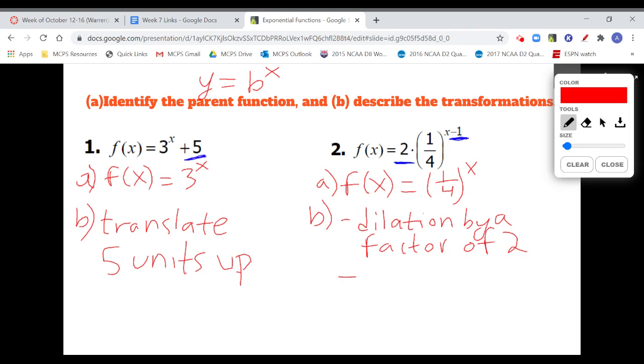And then the other thing that's happening is up in the exponent, I have x minus 1. Okay, remember it is opposite day up in the exponent. So I see -1 and I think, oh, I should be moving left 1, but I have to do the opposite. So I'm actually going to be moving to the right 1, so this function is going to be translated 1 unit to the right.